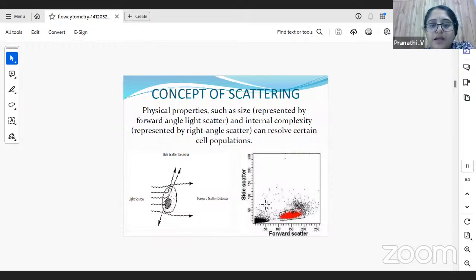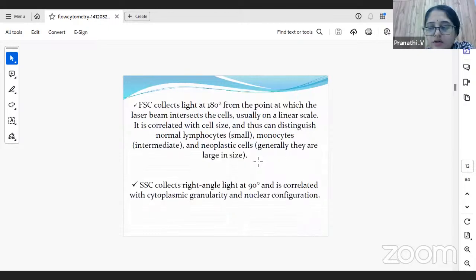So internal complexity can be seen. You're going to get a better resolution. It collects the light at around 180 degrees from the point at which the laser beam intersects. The image is on the linear scale. Again, correlation with the cell size is taking place, because of which you're able to distinguish between the different types of cells.